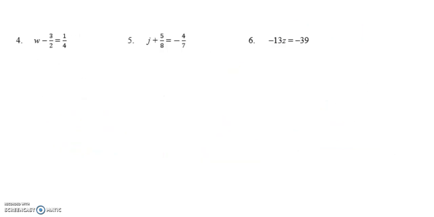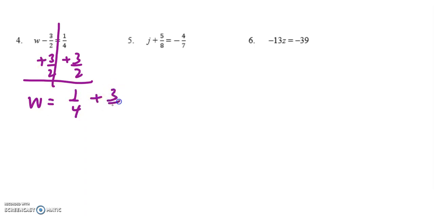Fraction time. Good times indeed. If we would like to get w isolated, what we need to do is move this 3/2 because it's on the same side as w, and it's being subtracted. So the first thing I'm thinking is if we add 3/2 on both sides, these still combine to be 0 because you got a positive and negative of the same thing. So we have w equals, and I'm going to write it horizontally, 1/4 plus 3/2.